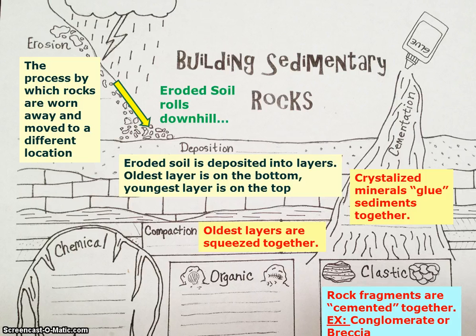Now the rock fragments are cemented together, and our examples here are conglomerate and breccia. Those were both coarse grain. Conglomerate had the rounded pebbles, and the breccia had the angular pebbles.